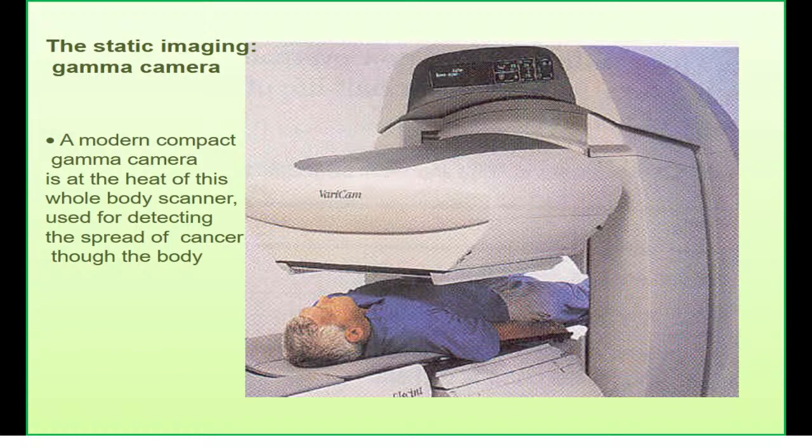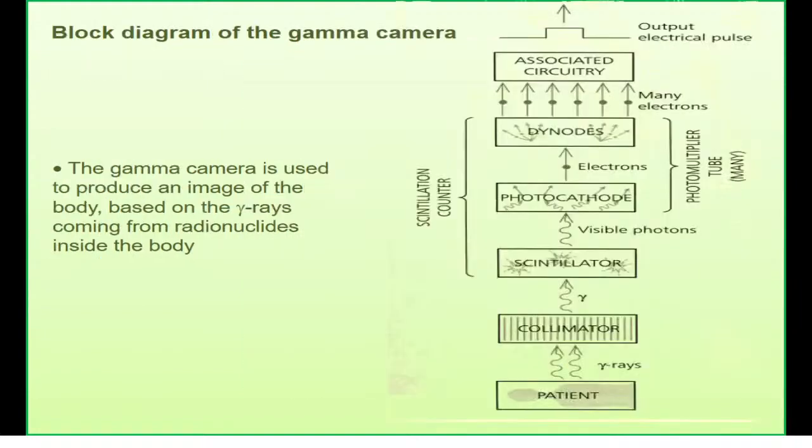A modern compact gamma camera is at the heart of this whole body scanner used for detecting the spread of cancer through the body. What is the idea? The idea is to inject into the bloodstream through the vein the radioactive metastable element and to detect the gamma radiation coming from the patient.